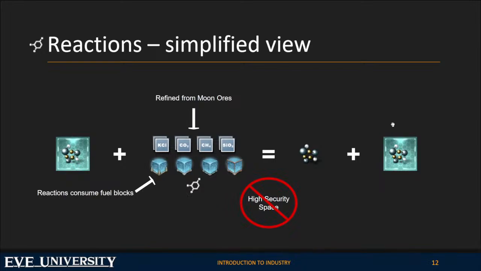There are also specific unrefined materials. Here you can see on the slide it's refined for moon ores, but you can also get specific stuff through specific unrefined reactions. But that's a bit out of scope, I think, to go deep into this here.